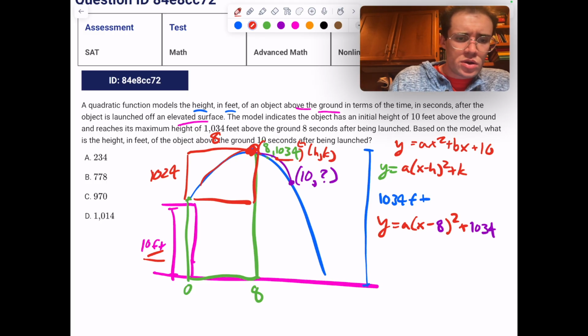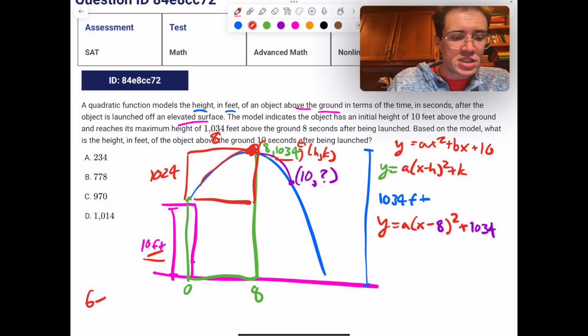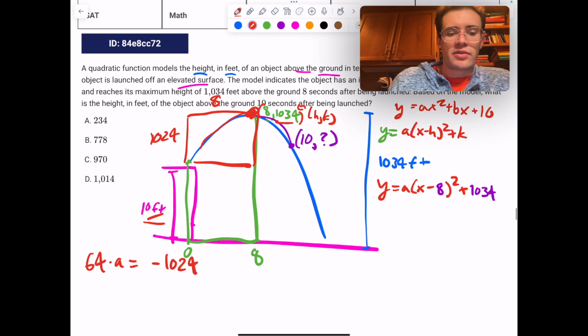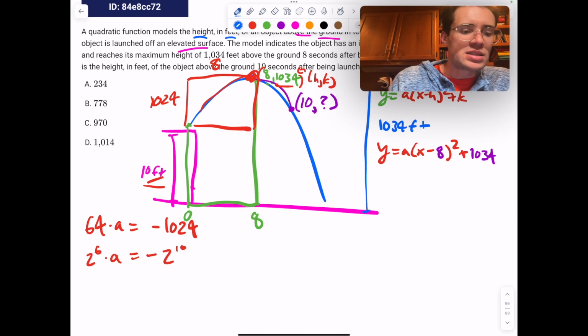So think about what you have to multiply 64 by to get 1024. So 64 times a is equal to negative 1024. And you could just divide both sides by 64, which you could do with a calculator, but I know 64 is 2 to the 6th power. So 2 to the 6th times a is equal to negative 2 to the 10th, which is 1024. So if we divide both sides by 64, that'd be dividing by 2 to the 6th.